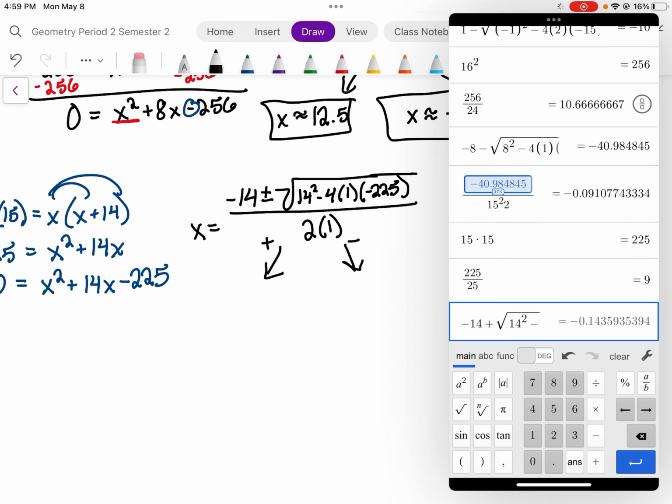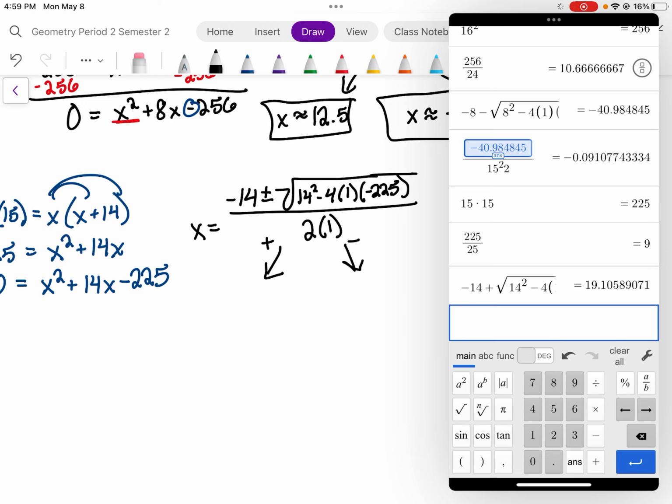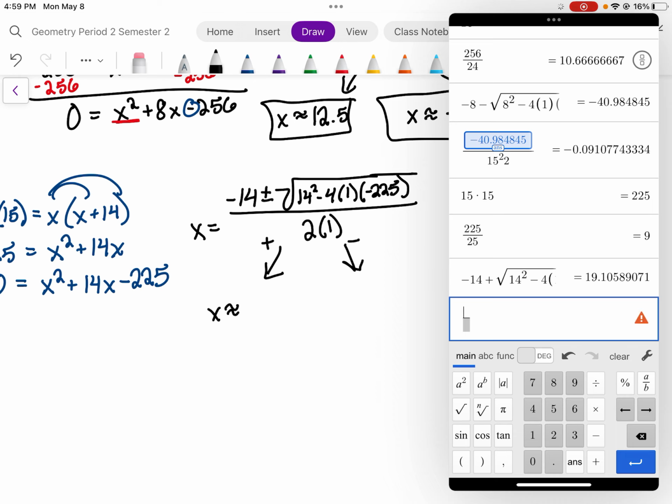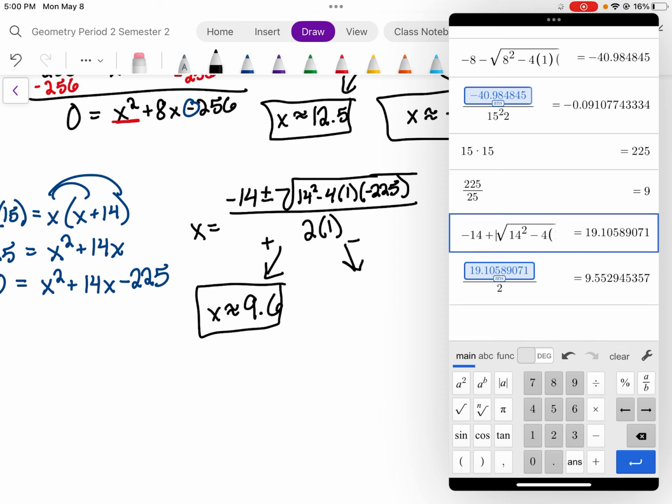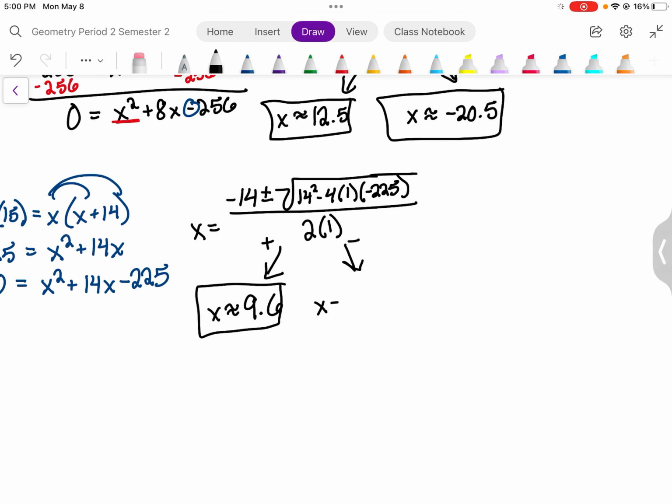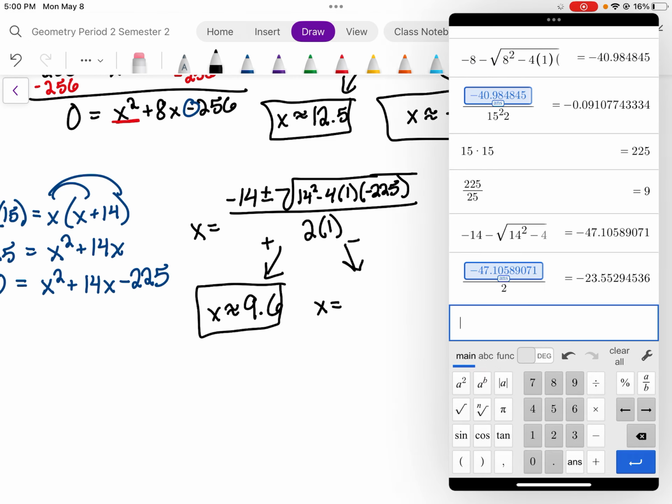And you want to make sure you're careful when you type it into your calculator so you don't accidentally get the wrong answer here. Yep, and this one is going to end up being a decimal as well. And we can't forget to divide our answer by 2. So the first one is going to be about 9.6. And then if we were to subtract the square root, we would get about negative 23.6. And that would be our second answer.